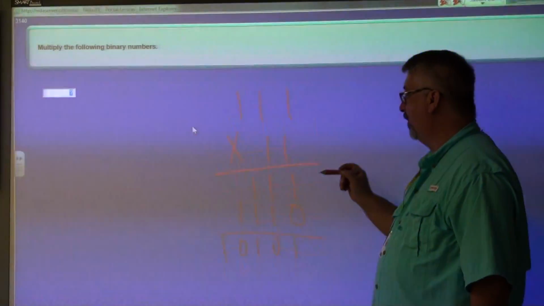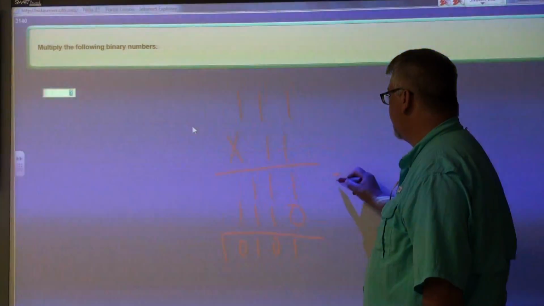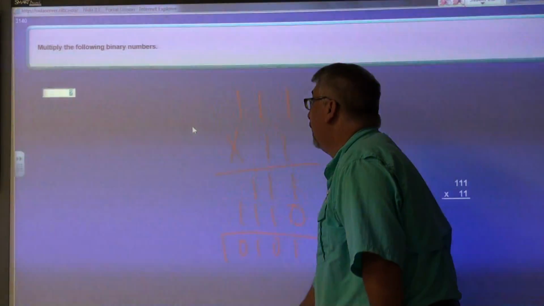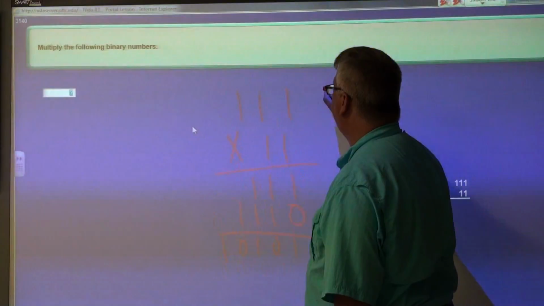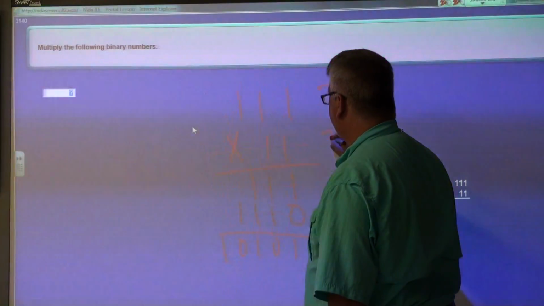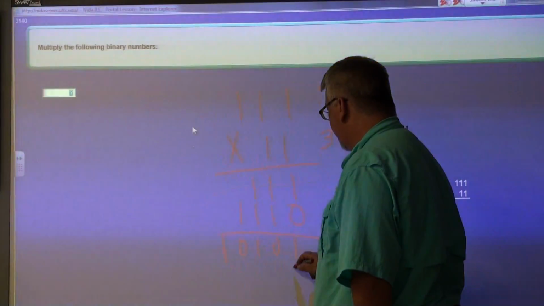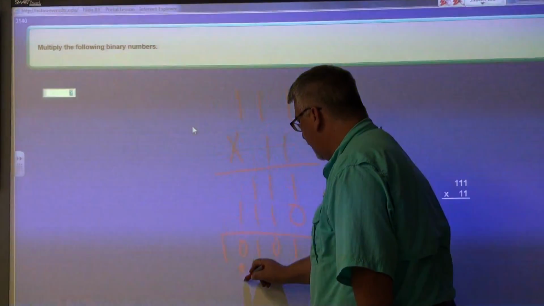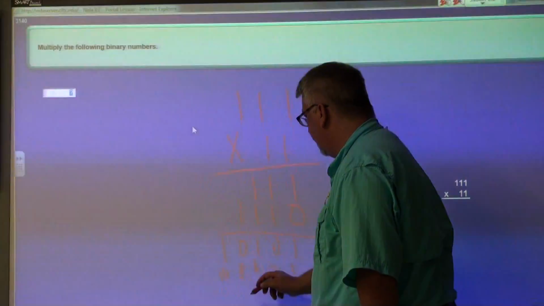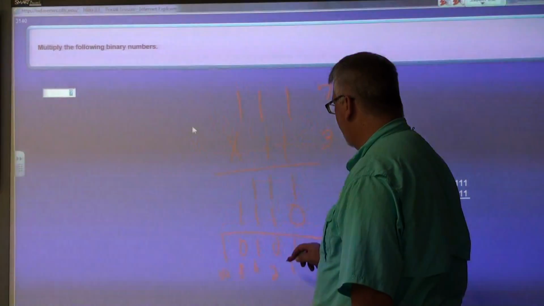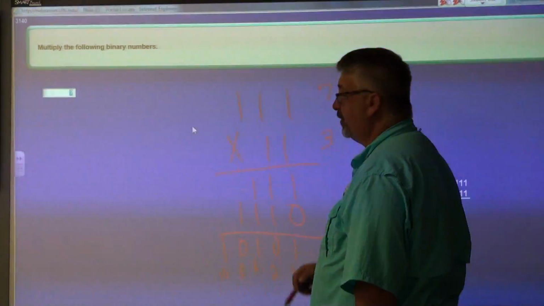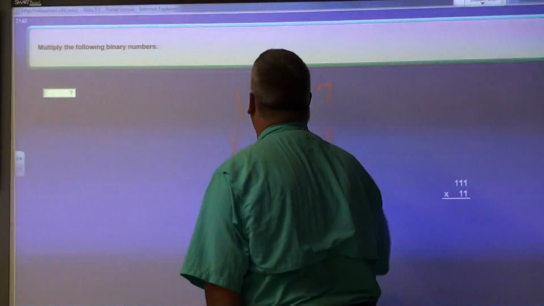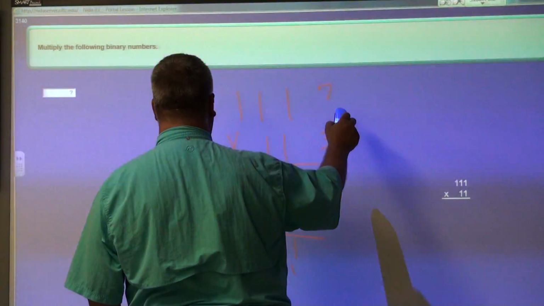So let's see if it works mathematically. 1, 2, 4 equals, well, we need to go up here, don't we? 1, 2, and 4 equals 7. 1 and 2 equals 3, so it should be 21. This is 1, 2, 4, 8, 16. 16 plus 4 is 20 plus 1 is 21. So, just right. So 1, 0, 1, 0, 1.